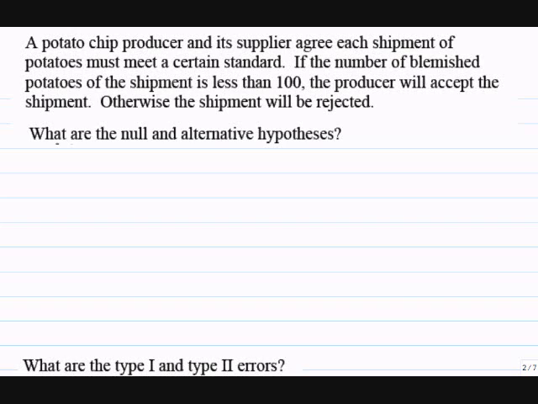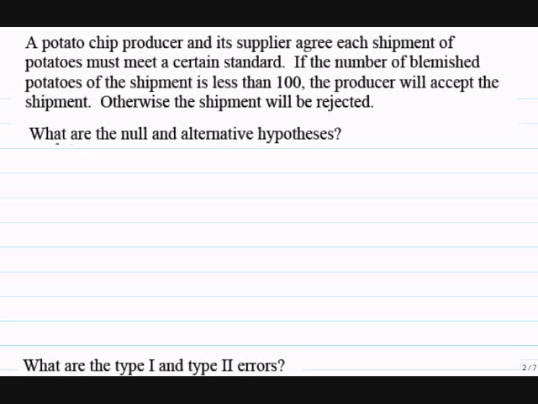If we have a lot of blemished potatoes on the truck, we're not going to accept the shipment. So let's say if we have, on average, over 100 blemished potatoes in our sample, we will reject the shipment. If we have 100 or less, we're going to accept the shipment.